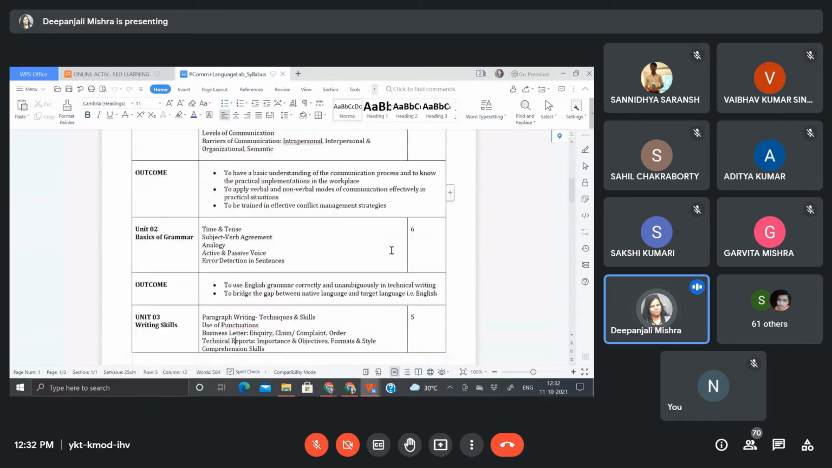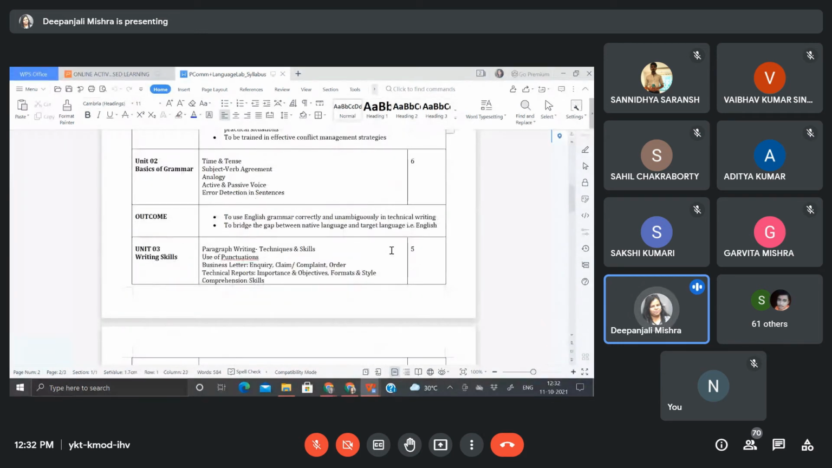Then basics of grammar: time and tense, subject verb agreement, analogy and sentence completion, active and passive voice, error detection in sentence. So this will be completely practice based. Out of this, time and tense and subject verb agreement is there in your lab. So I'll give you a demonstration, and then I will do the activity. And analogy, active voice, and error detection, I'll be completely doing it in the class, and it will be an activity oriented class, and it depends on your performance.